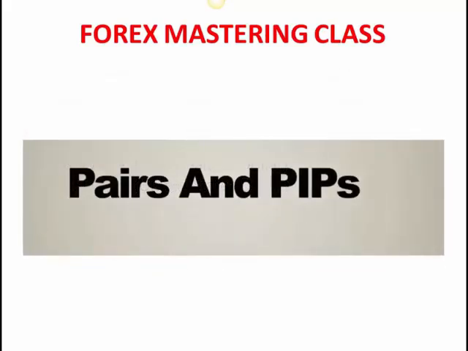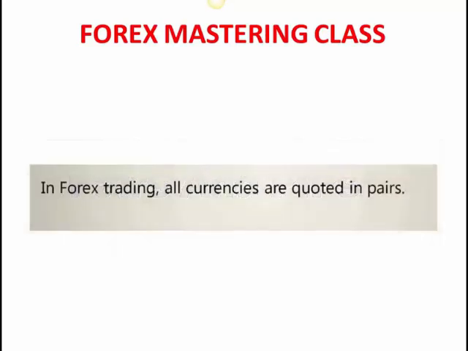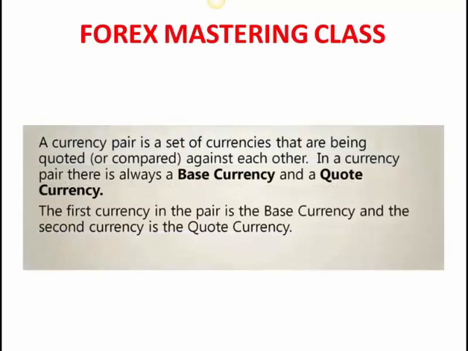Let's now talk about pairs and pips. In my introduction, I told you we have what we call currency pairs and what we call pips. What are they in detail? In forex trading, all currencies are quoted in pairs. You can't just go to the forex market and say you want to trade a currency alone. That currency must be compared with another currency, quoted together, so that you can trade when one is weak and the other one is strong. That's what we trade in forex.